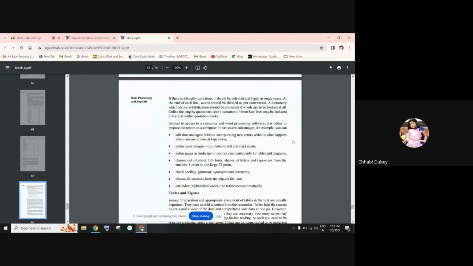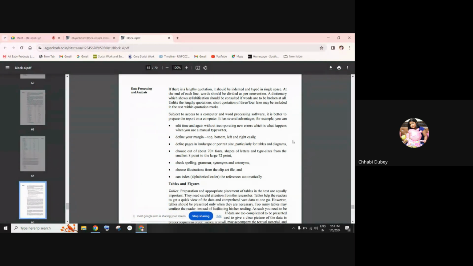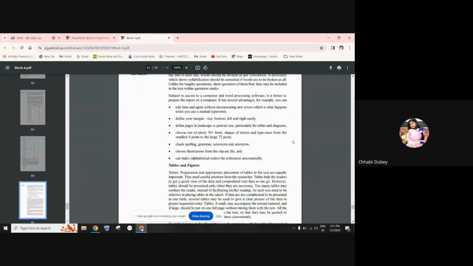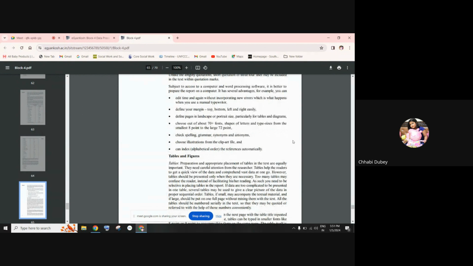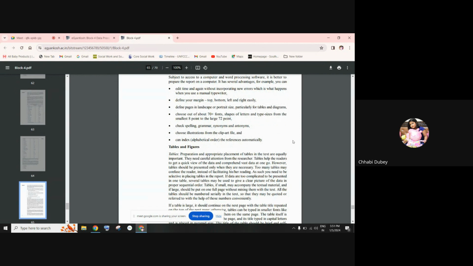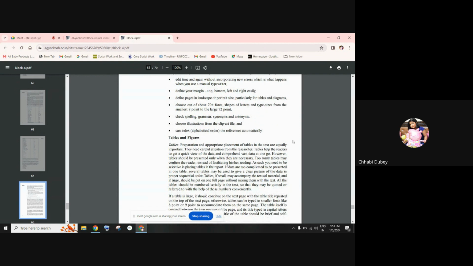Now it is always good to prepare the report on a computer, and there are several advantages that they have already given, so you can just go through it. Now the tables and figures need to be placed carefully. Where you are placing the tables and figures is very important. Generally it should be placed on one specific page, so one page should have only one particular table. It does not give a very crammed look, and it also does not confuse the reader.